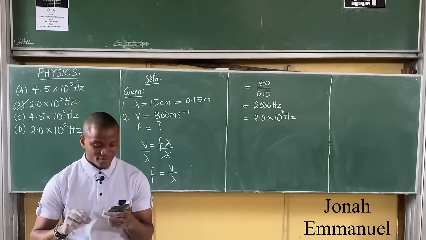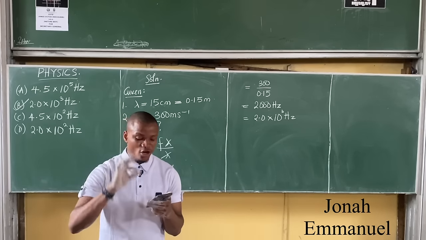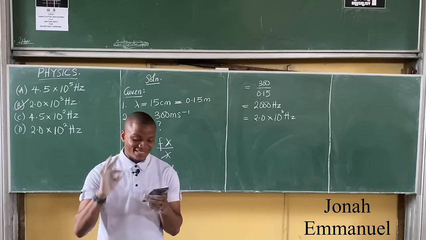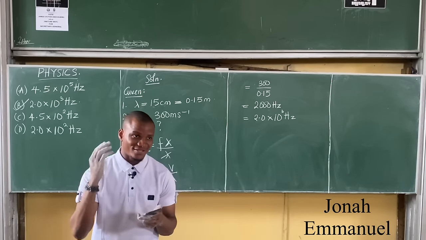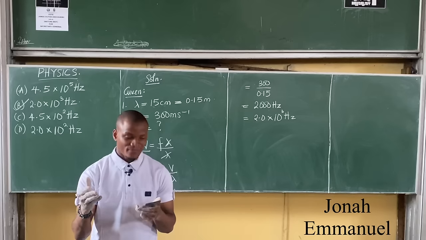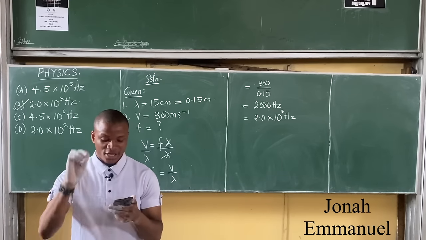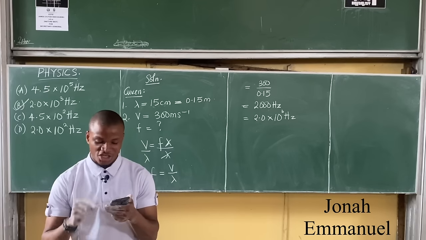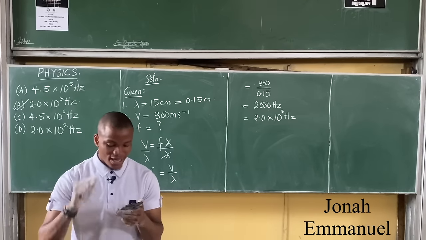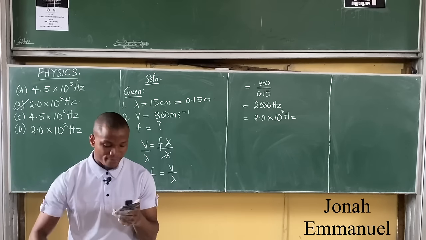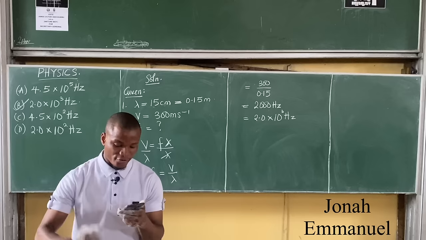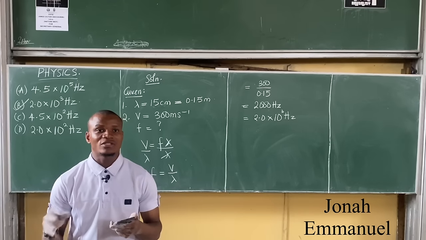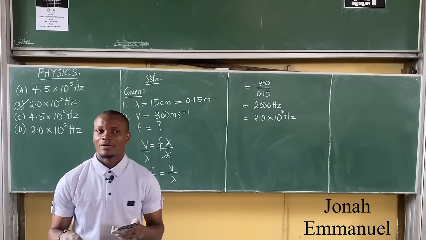Now listen to something. A transverse wave and a longitudinal wave traveling in the same direction in a medium differ essentially in their what? It's easy. Options: A, frequency; B, amplitude; C, direction of vibration of the particles of the medium; D, period of vibration of the particles of the medium. What's the answer there? Transverse, longitudinal. What's the difference there?